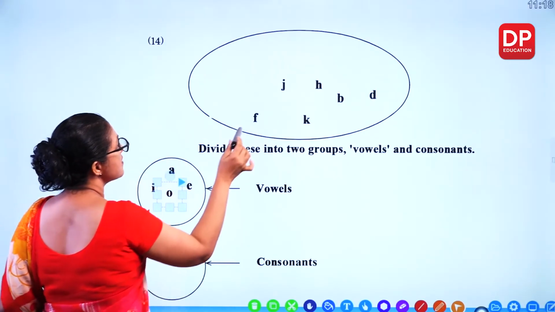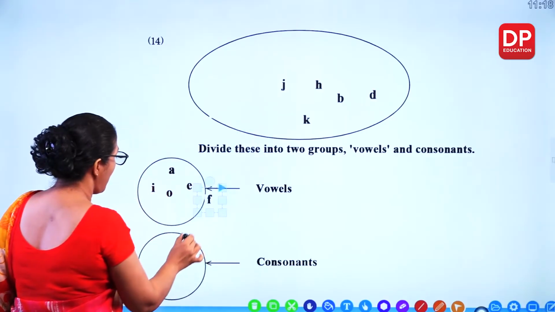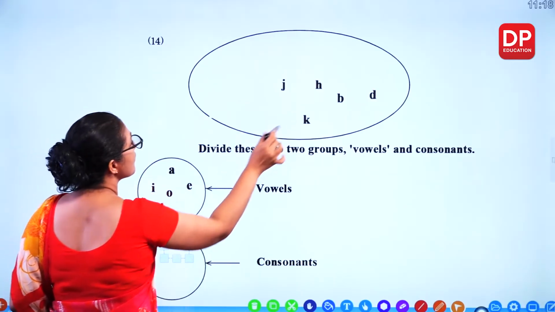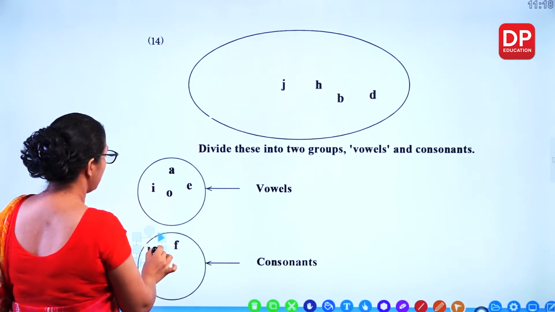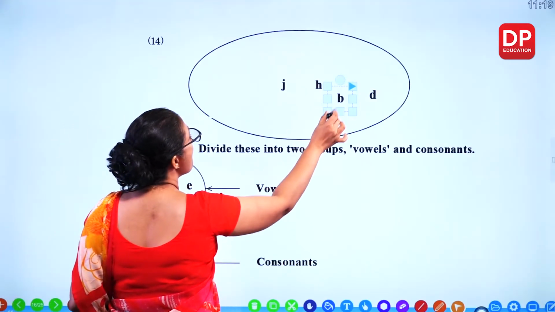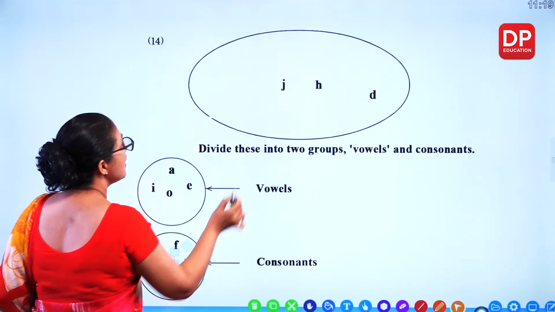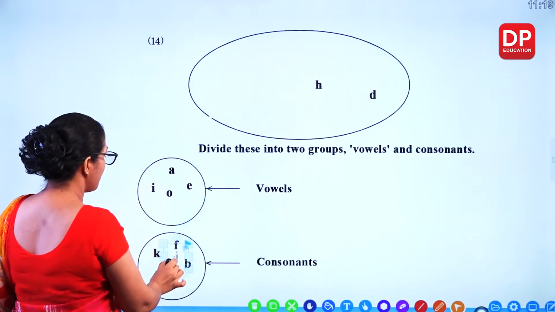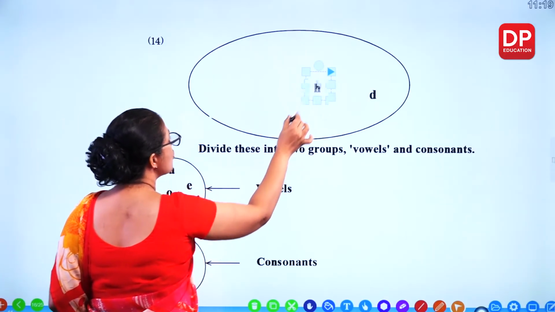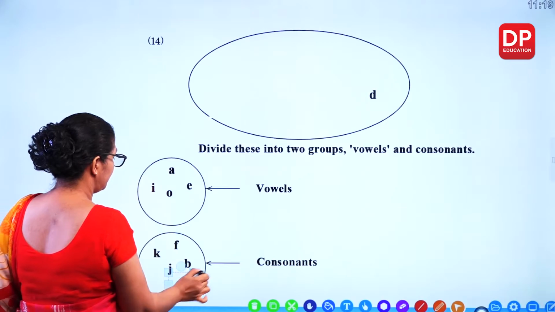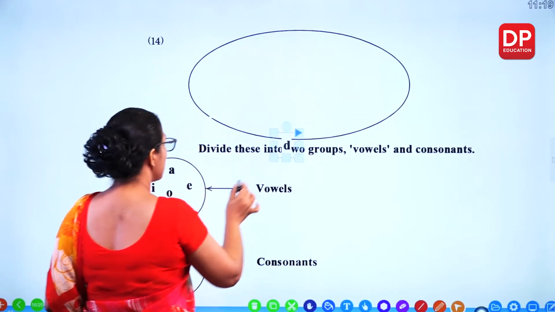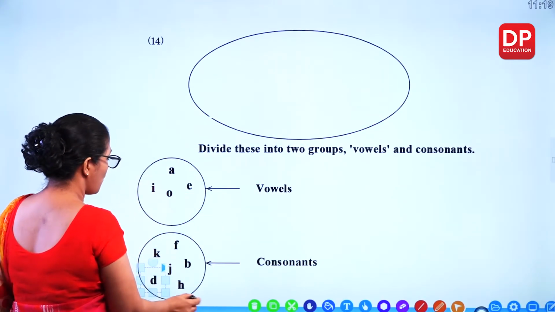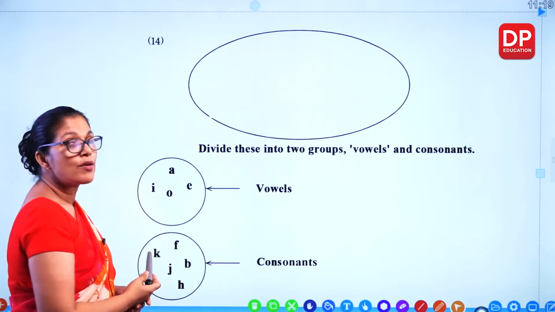So all the others are not vowels. F, K, B, J, H, D. Those are not vowels. We call those consonants.